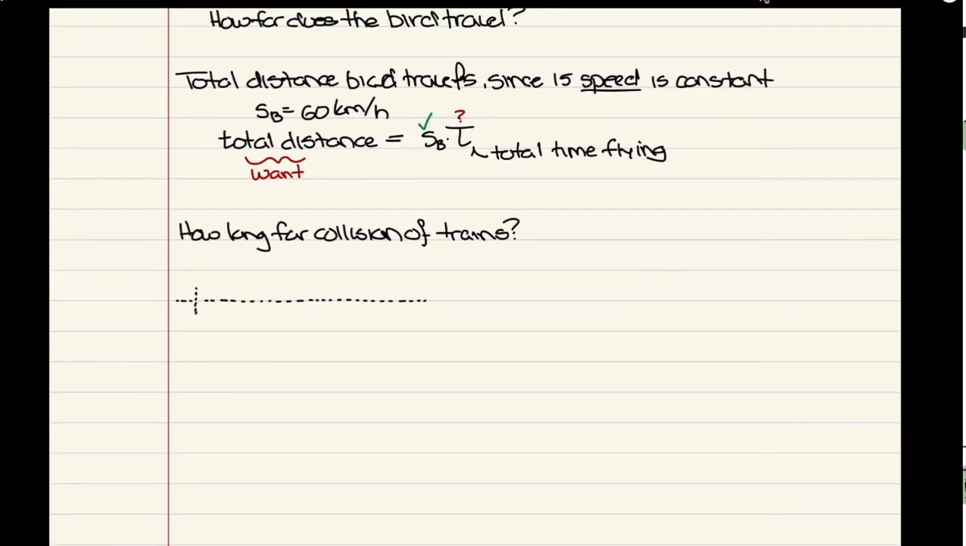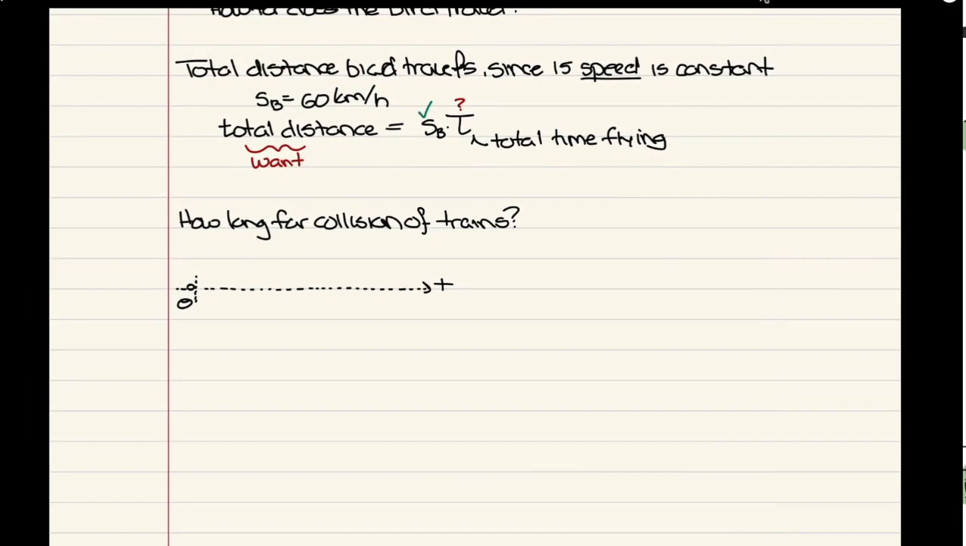And I'm going to choose my coordinate system where this is the origin, and this is going to be the positive direction. I'm going to choose it so that the first train, A, starts at the origin, which then makes train C start at 60 kilometers to the right of the origin.